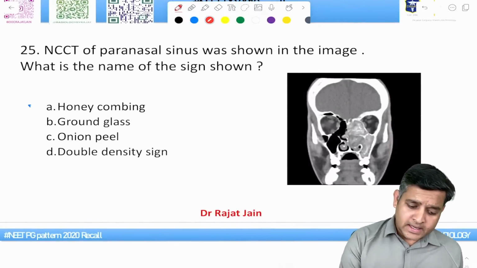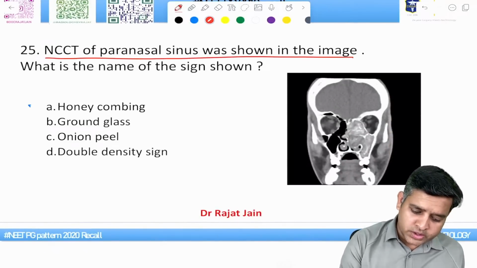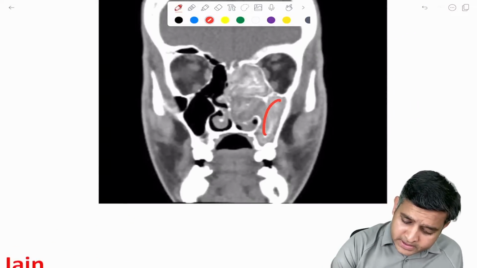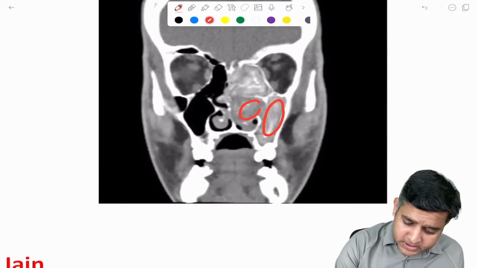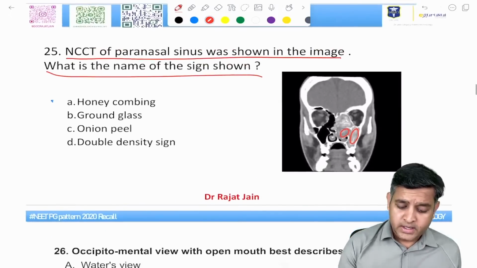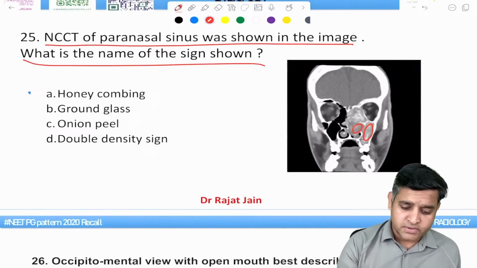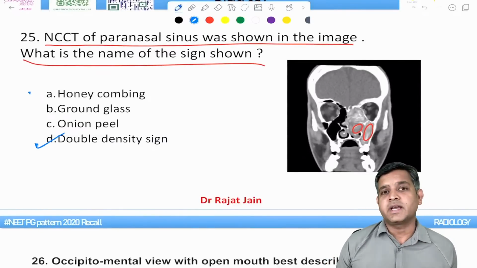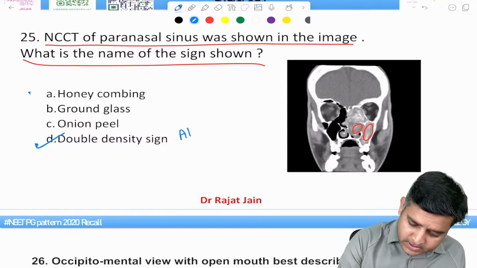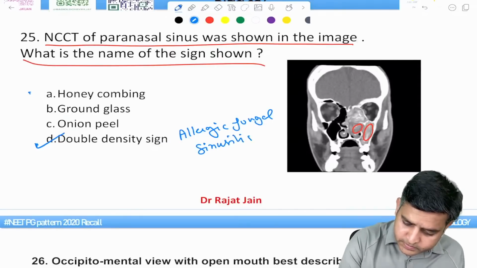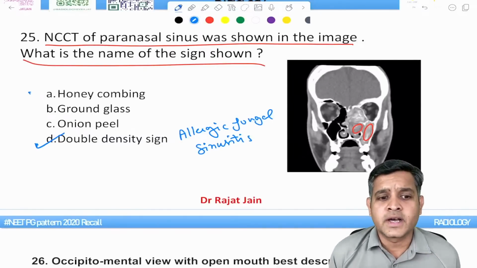25. An NCCT of the paranasal sinuses was shown in the image. What is the name of the sign shown? What do we see? You are seeing hyperdense content and hypodense content within the sinus. If both are seen within the sinus, what is your name? This is called the double density sign, and double density sign is a feature of allergic fungal sinusitis.